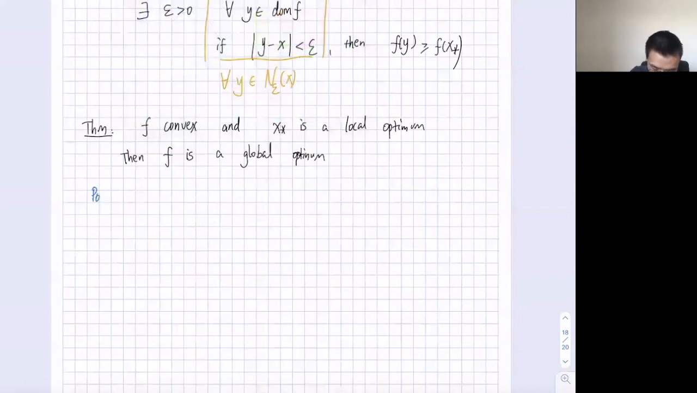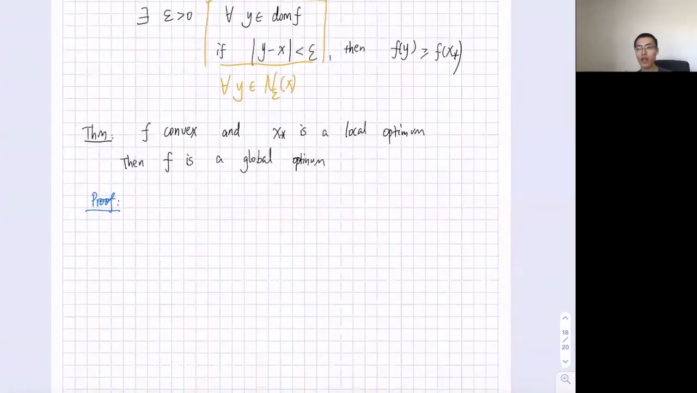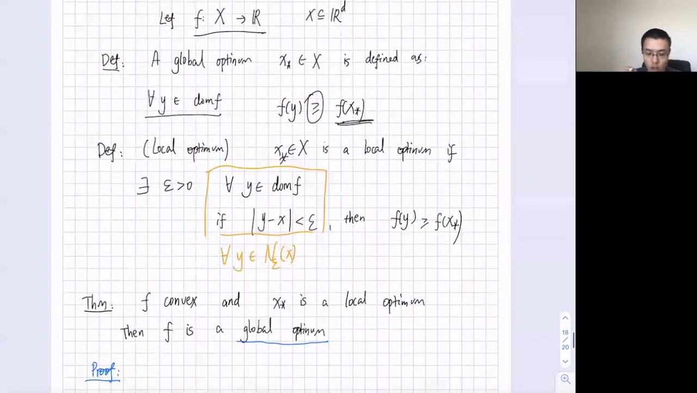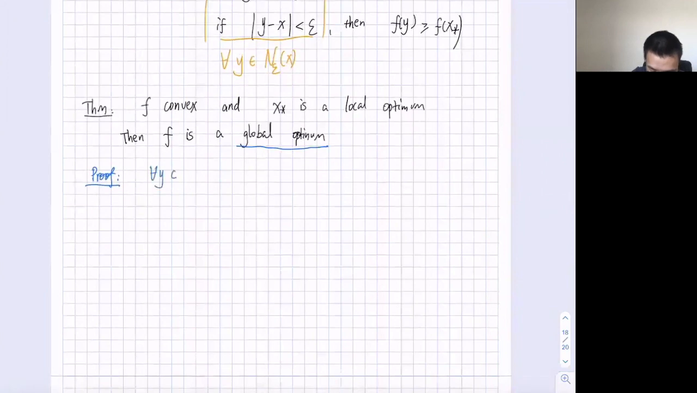Proof. How can I prove that? First, I cannot use any derivative-based proof because I didn't say f is a differentiable function. So I will try the definition of global optimum. I want to show it's a global optimum, so I have to show it for any y. You have the right to give me a y, and then I have to defend myself that this y indeed has a greater function value than my optimum. So for any y in my domain of f, my goal is to show f of y is greater than or equal to f of x star.